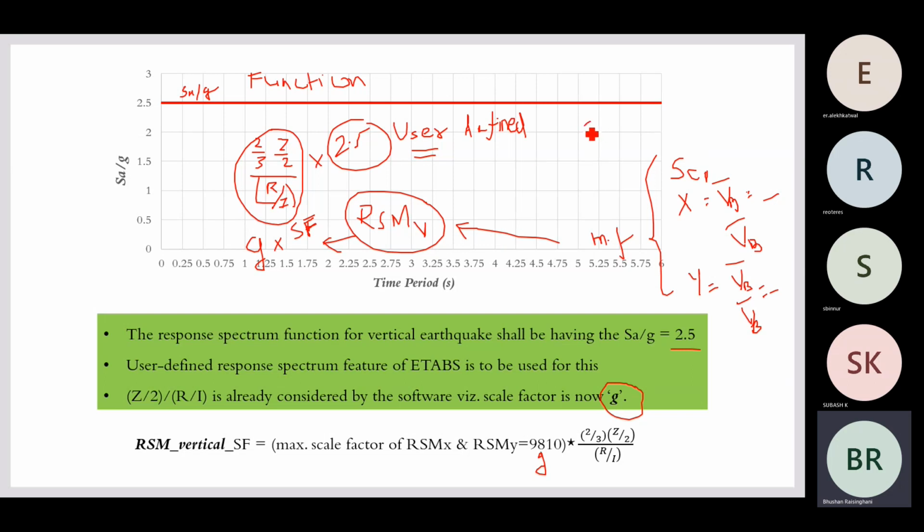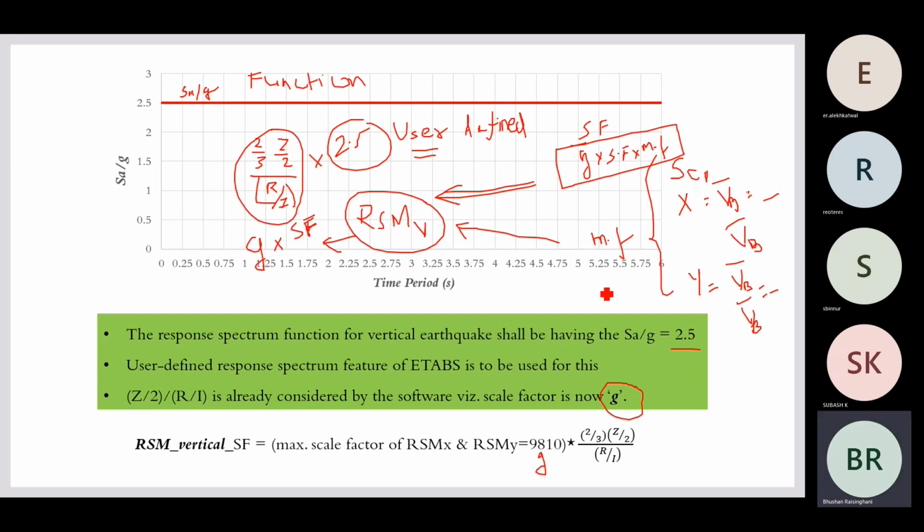So it will be like this: scale factor is there in ETABS, so G is already available, into scale factor of 2 by 3, Z by 2, R by I, and into the multiplication factor. These three things will be there in your scale factor when you are defining your response spectrum load case. This is the final thing that you need to enter in the scale factor of ETABS. Hope it is clear now that G is already there, scale factor 2 by 3, Z by 2, R by I, and the multiplication factor is the scale factor of X direction and Y direction.